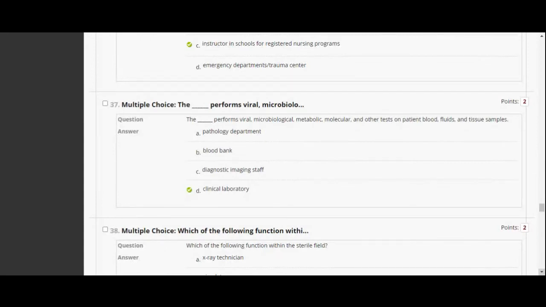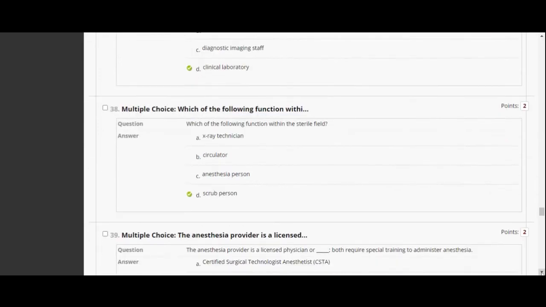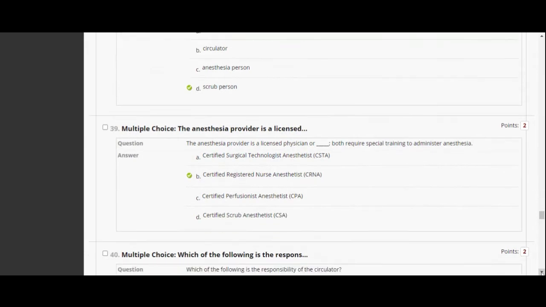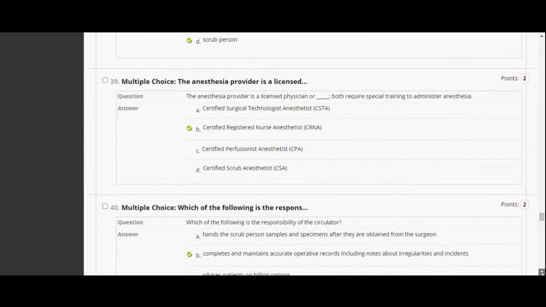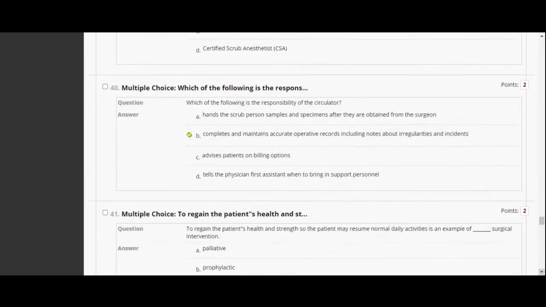The blank performs viral, microbiological, metabolic, molecular, and other tests on patient blood, fluids, and tissue samples. That's your clinical laboratory. Which of the following function within the sterile field? Scrub person. The anesthesia provider is a licensed physician or a certified registered nurse anesthetist. Both require special training to administer anesthesia. Which of the following is the responsibility of the circulator? Completes and maintains accurate operative records, including notes about irregularities and incidents.